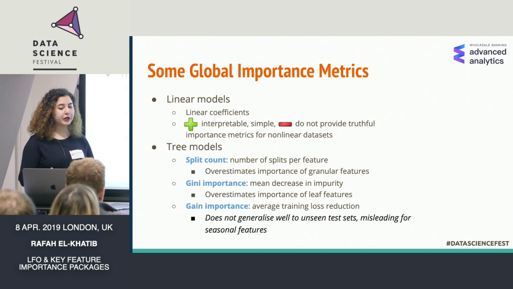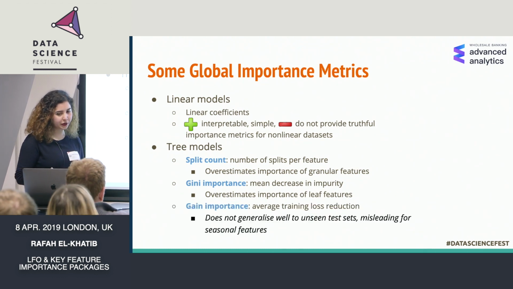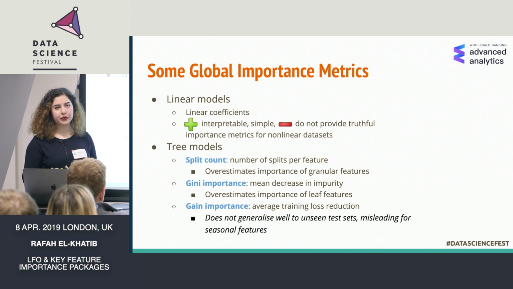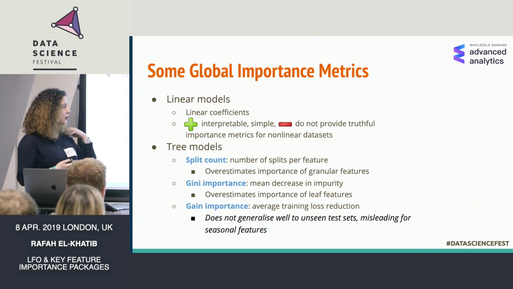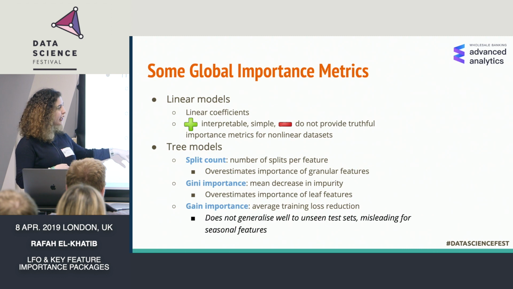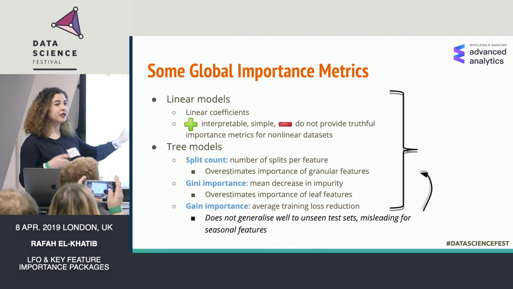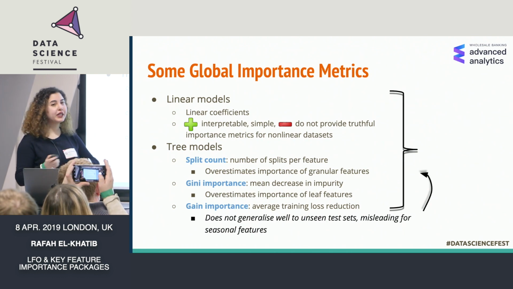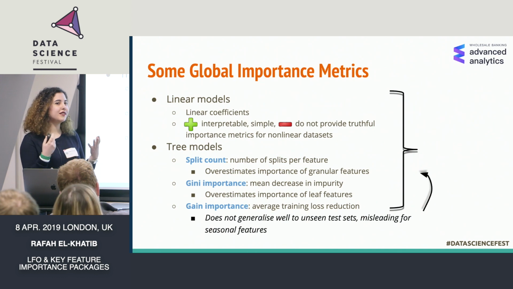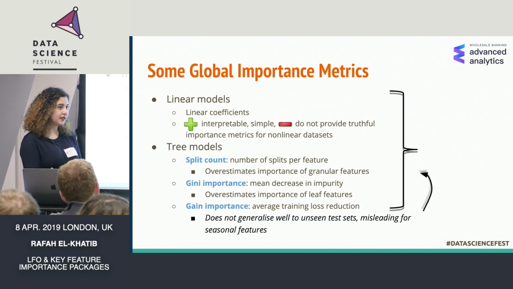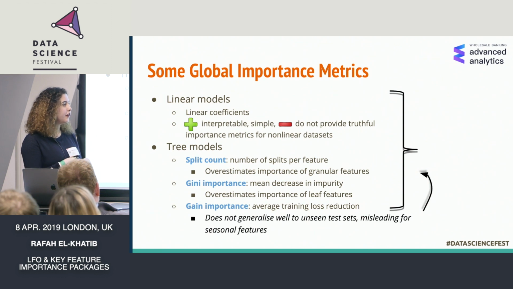And a third one, which is quite well known, is gain importance, which is very similar to Gini importance, but the impurity is entropy. Another way to say it is it's the average training loss reduction. But this problem, which actually is a problem for all of these metrics, is that it only looks at the trees and the model in the training phase. So it's quite specific to the training data set that you're looking at. And if perchance you have features that change distribution with time, they're seasonal, or you want your feature importances to be general for future data sets, then these will be misleading.